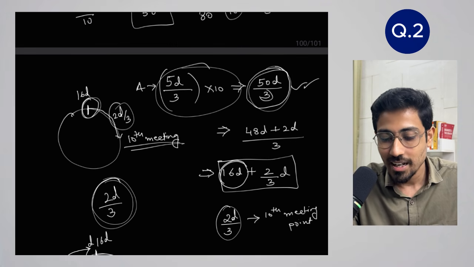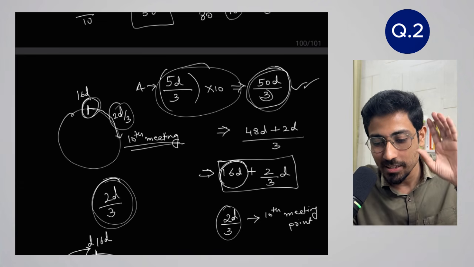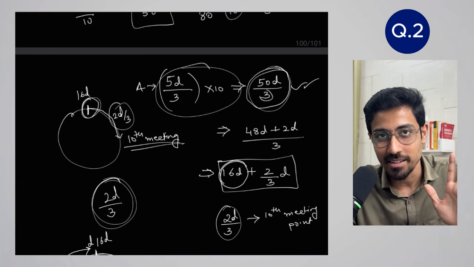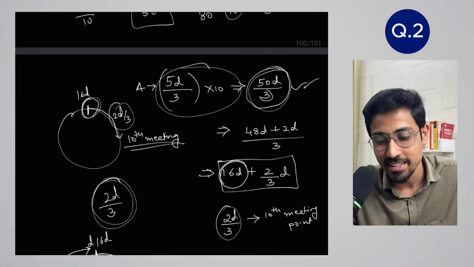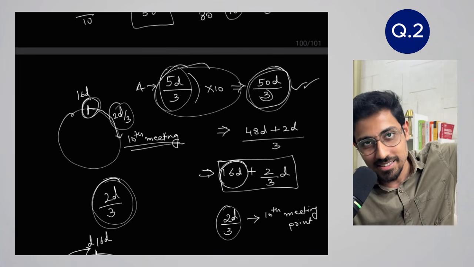Okay, actually I was doing this for the same path, right? I did the same direction calculation, everything that I did. 5d by 3, if you remember, was the same direction.